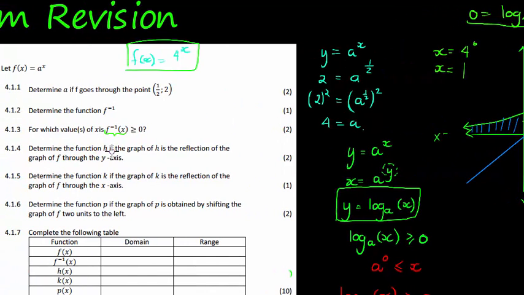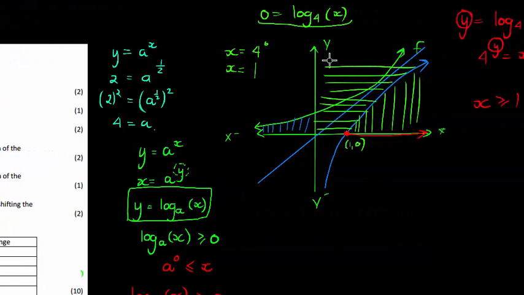Determine the function of h if the graph of h is the reflection of f through the y-axis. Now if I reflect in the y-axis, notice what used to be here now goes there. So what used to be a positive x value now becomes a negative x value. What used to be a negative x value now becomes a positive x value. So if f of x is equal to 4 to the power of x, h of x is the reflection in the y-axis.